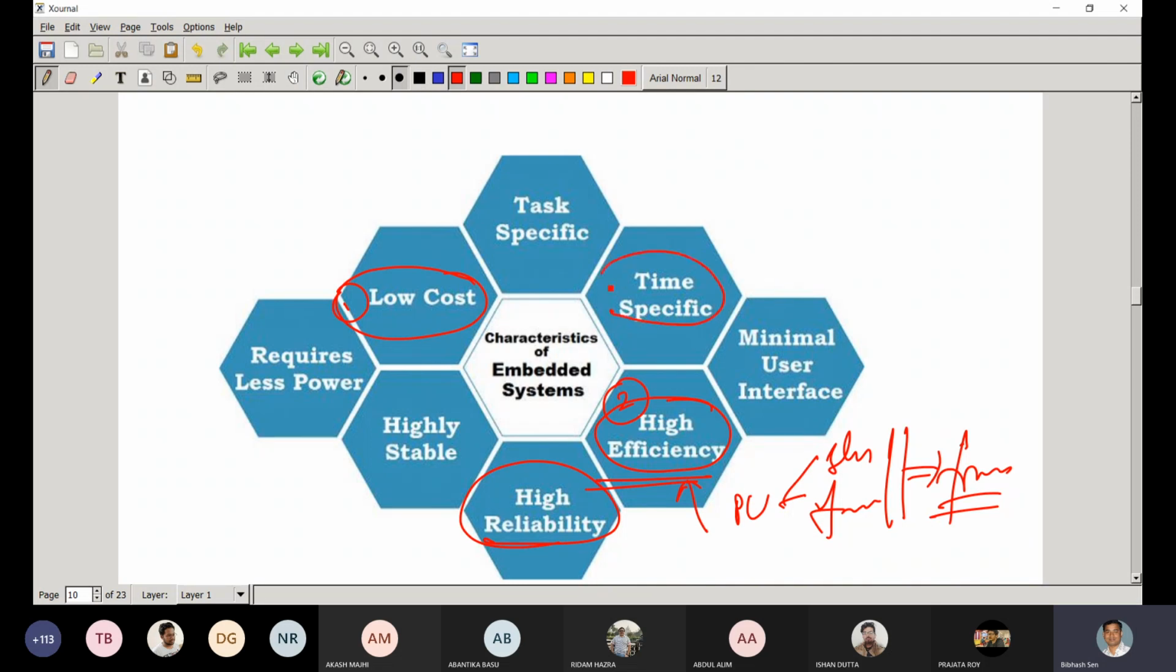Then it is time specific. Very important thing, time specific and variable time. All the others are very important, but these are the actual important fields which are very essential for designing the embedded system. It should require less power, because if your system consumes more power, your mobile battery will be drained out very frequently.